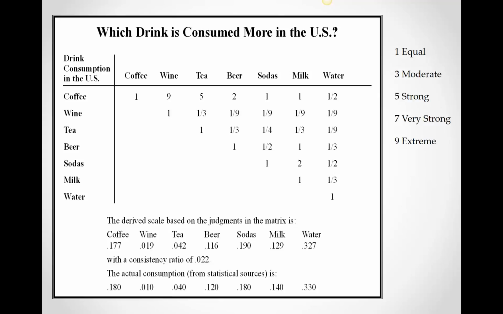The elements in the diagonal are all 1s, and the elements below the diagonal are not shown, but according to one of the axioms of AHP, are the inverse of the judgments above the diagonal. Near the bottom of the slide, we see the estimates produced by the normalized right-hand eigenvector. Below that are the actual percentages, which are very close indeed.